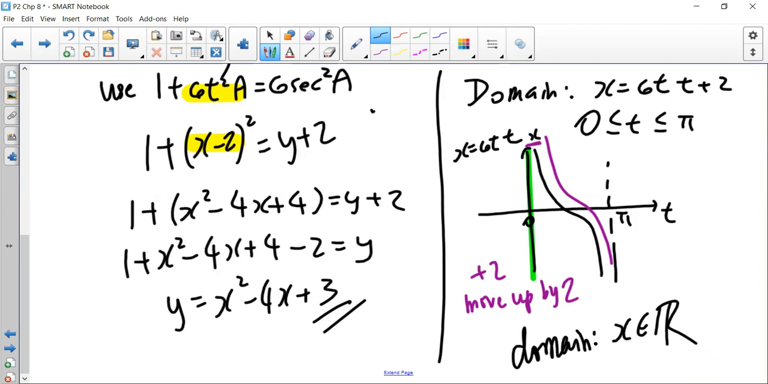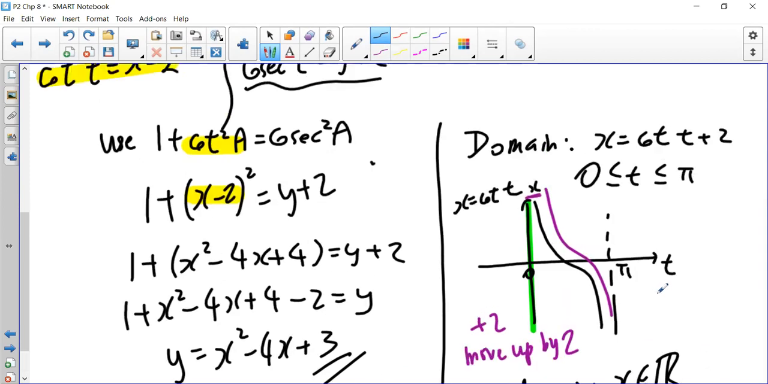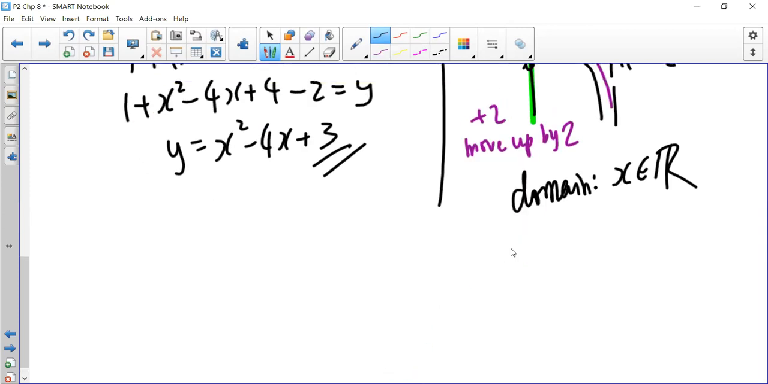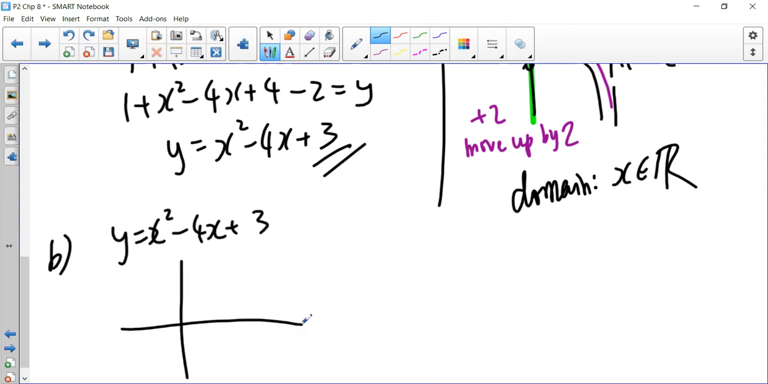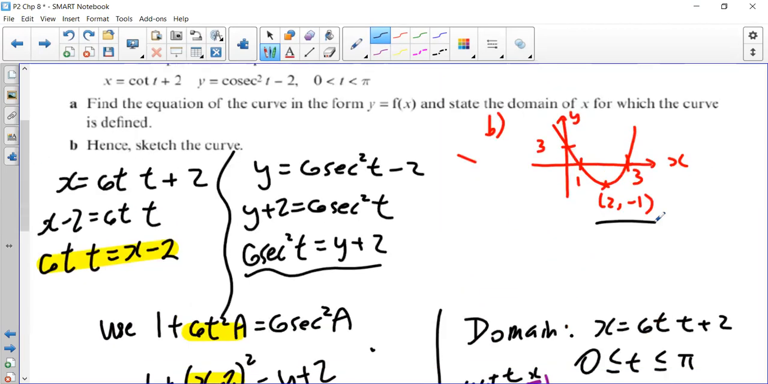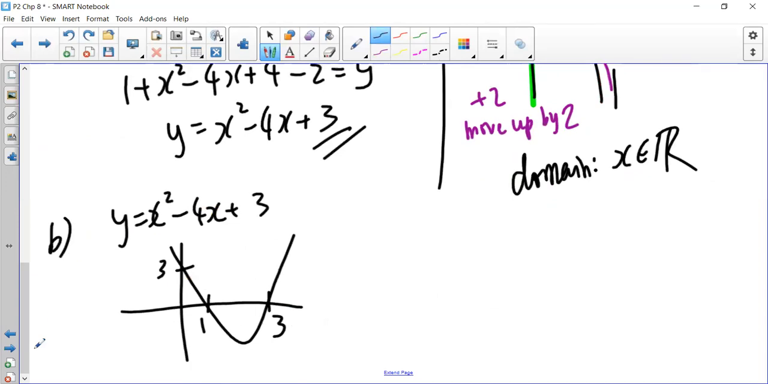Okay. Part B, sketch the graph y equals x squared minus 4x plus 3. This is a quadratic graph, with the y-intercept being 3, and 1 and 3 here. I think I copied somewhere the minimum point, but you don't really need the minimum point. Okay, so 1 and 3.